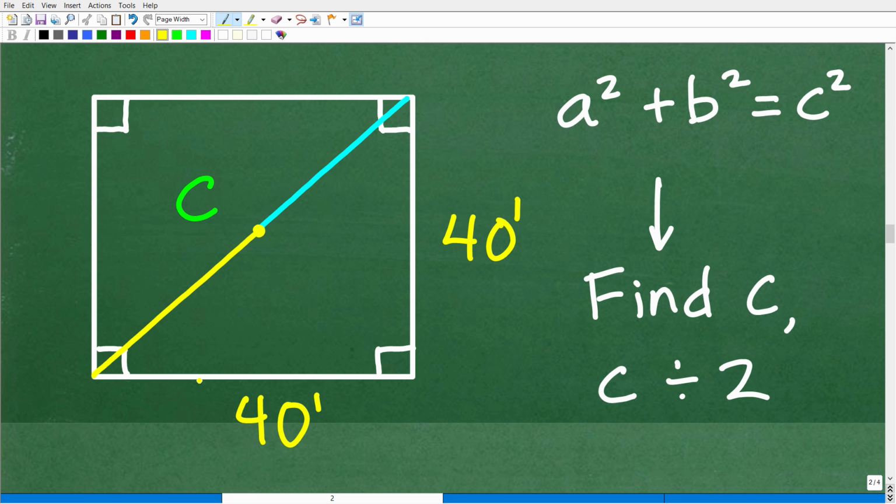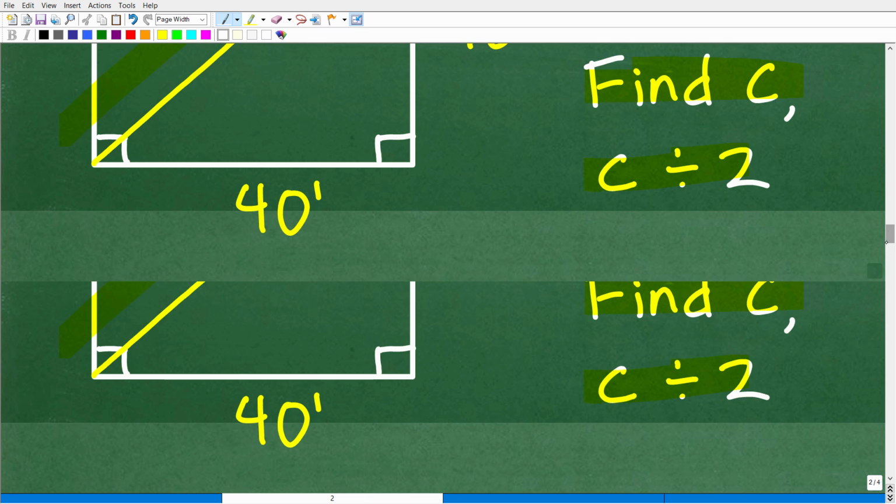So what would be our strategy? Well, I have a square. This is 40. This is 40. I certainly have enough information. I have a squared and b squared to figure out the length of the hypotenuse. If I find c, all I've got to do is divide it by 2, and I will be in the center. So that is the strategy. And matter of fact, let's go ahead and do that right now.